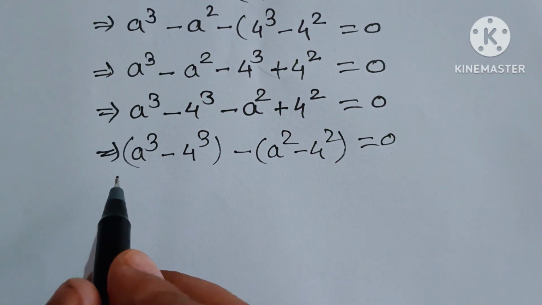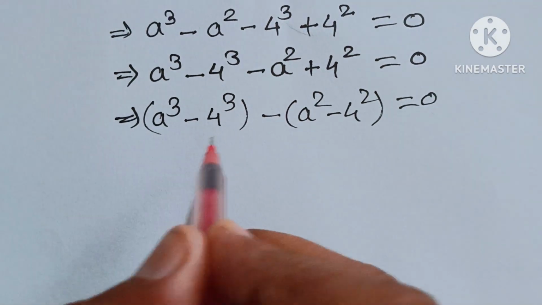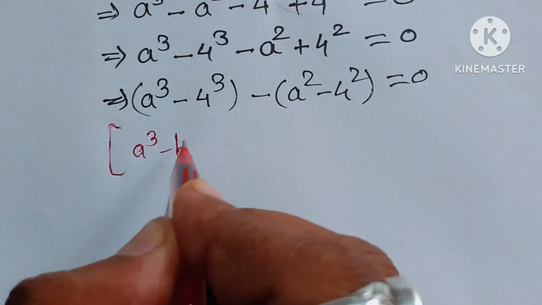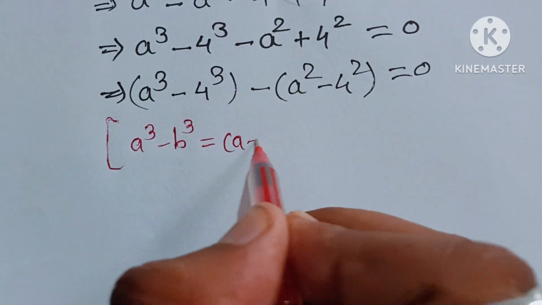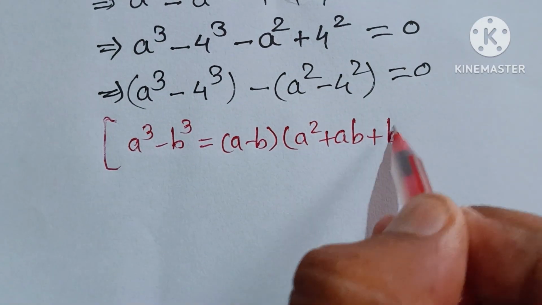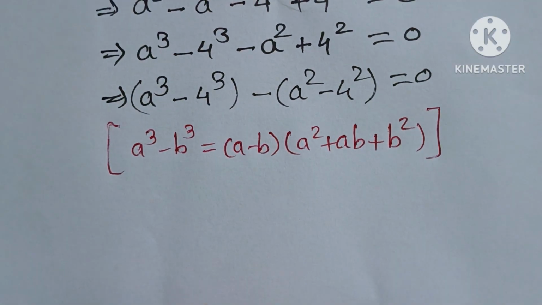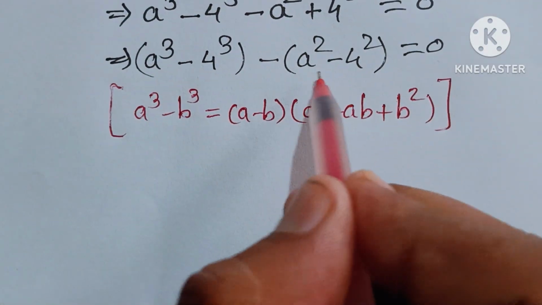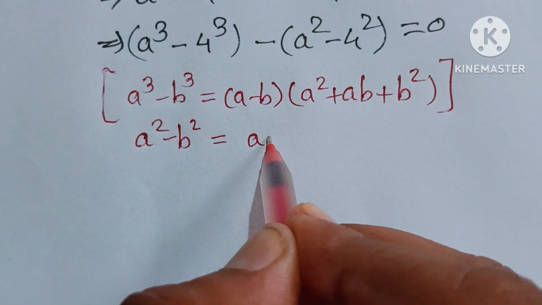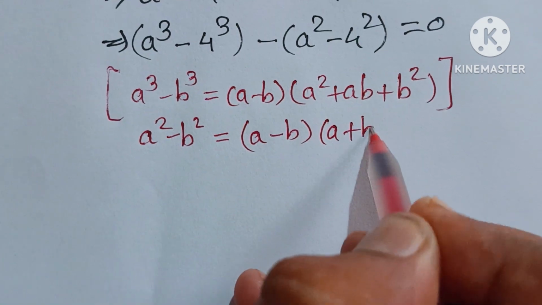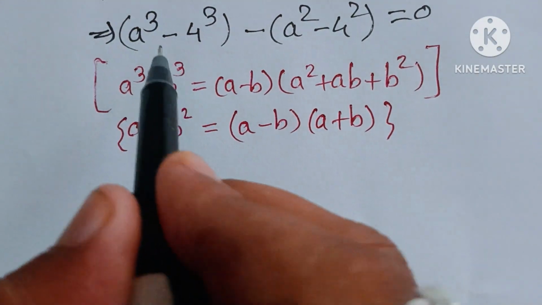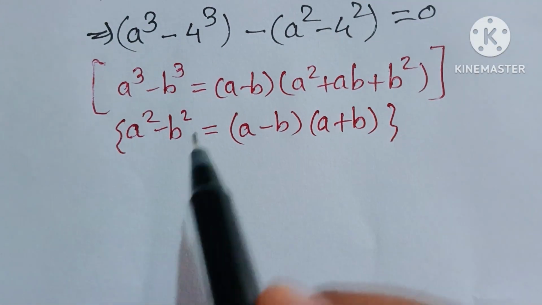Now here we use an algebraic identity, that is a³ − b³. The expansion of this identity is (a − b)(a² + ab + b²). For the other we use the identity a² − b² = (a − b)(a + b).